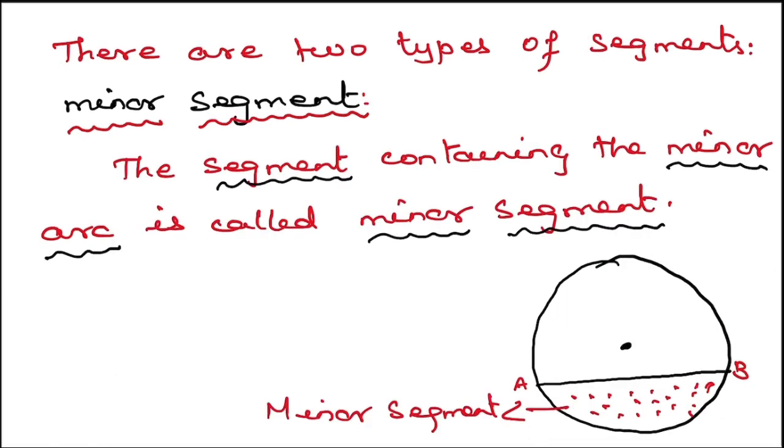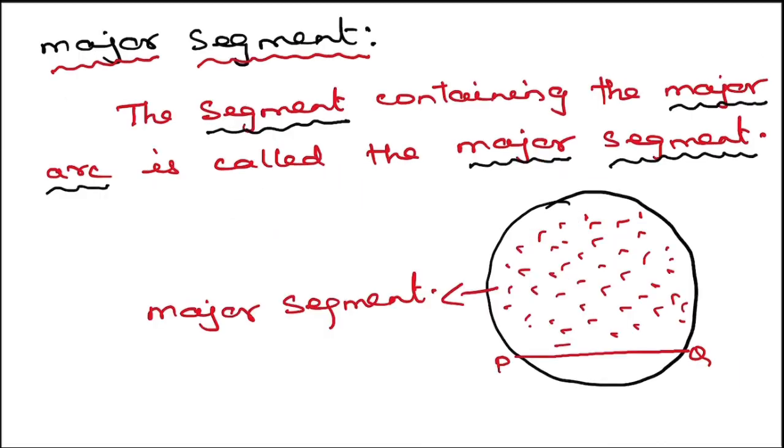Next, there are two types of segments, minor segment and major segment. Minor segment: the segment containing the minor arc is called the minor segment. In the given figure, the dotted portion is the minor segment, which is the small portion. Next, major segment: the segment containing the major arc is called the major segment. In the given figure, the dotted portion is the major segment, which is the large area.